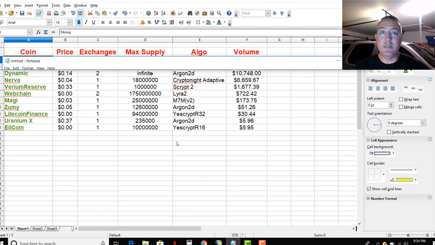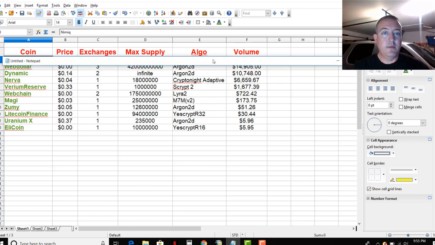And moving to the third place coin, Dynamic, 14 cents a coin, pretty good. Two exchanges, max supply is terrible because it's infinite. Argon 2D algorithm, but the volume is $10,748 in the last 24 hours, so people are buying and selling those coins.